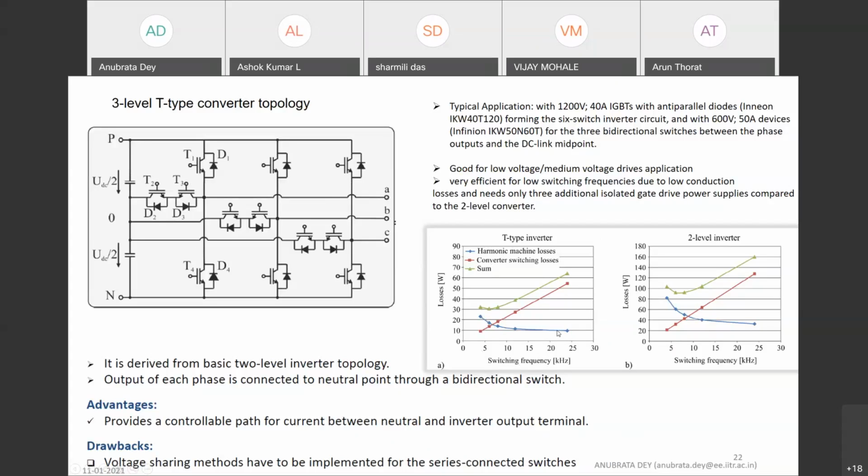So you can compare the 2-level inverter and the T-type inverter. Again, you get some advantage in the overall losses in the T-type inverter. It provides a controllable path of current between the neutral and the inverter output terminal. These are the two switches which are switched on and off. It gives a path when it is required to provide 0 voltage at the pole voltage. So these two switches come into action.